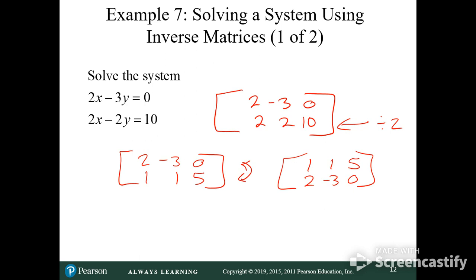Yes? Why is it, if the top is a -3, then why is the bottom a -2? It should be a -2. That's my fault. Thank you for correcting my error.